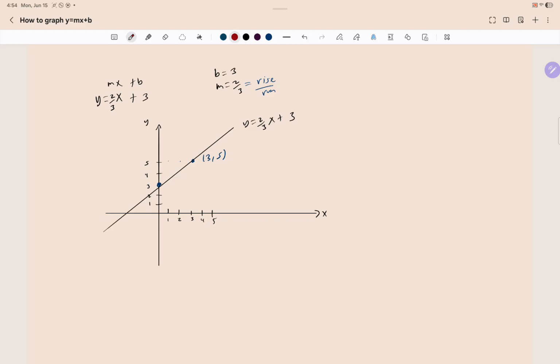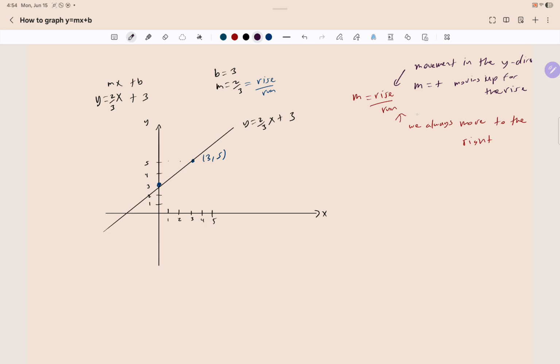Now I want to briefly mention something. When we have the slope rise over run, for the run, we always move to the right. Now for the rise, we could move in 2 directions. What I mean by this, remember, this is movement. The rise is movement in the y direction, but we have to be careful. When the slope is positive, this means that we're moving up for the rise.